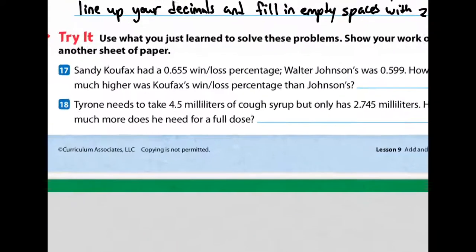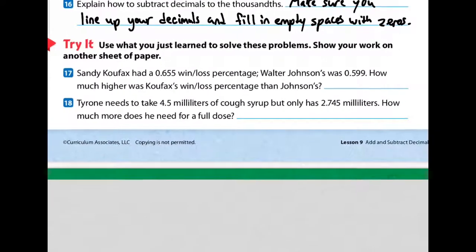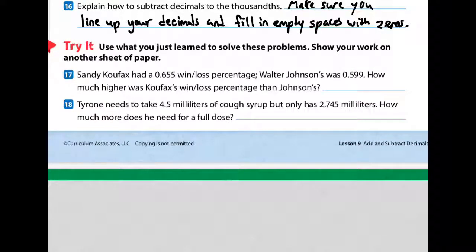But now we're going to go down and work on two problems here. It says, use what you just learned to solve these problems. Show your work on another sheet of paper. Okay, so you're going to do just number 17. Do it on another sheet of paper, or if you have room on this page, that's fine. I don't care. Pause the video while you're doing 17. Restart it when you're done. Go.